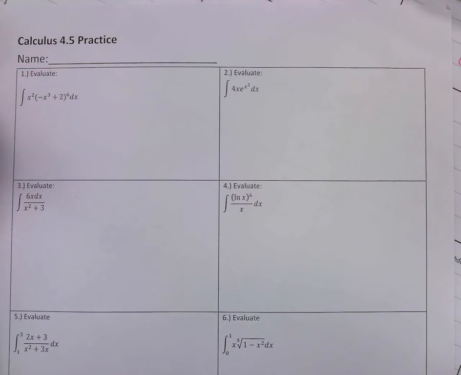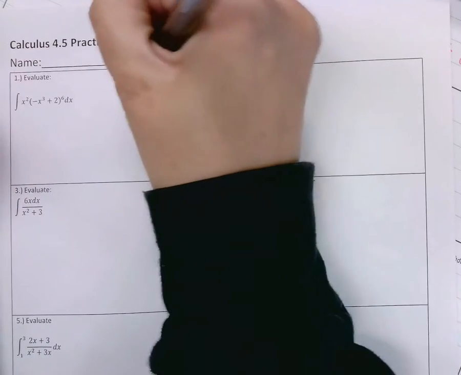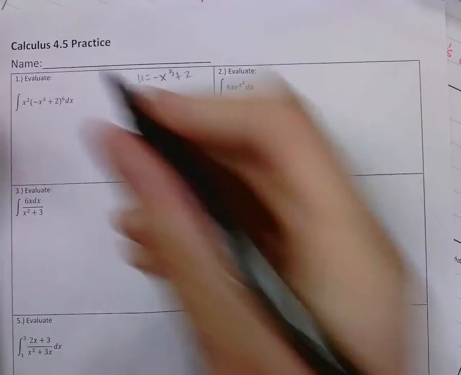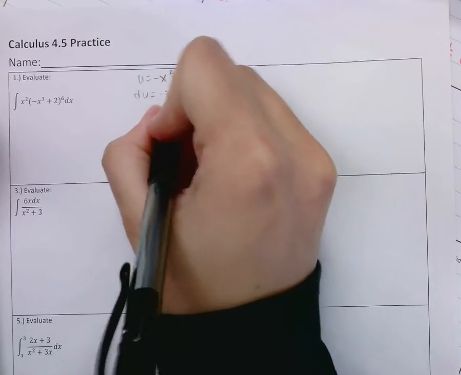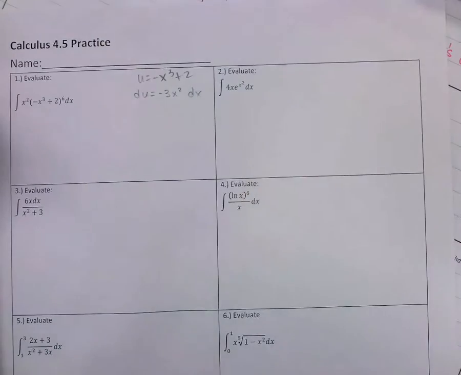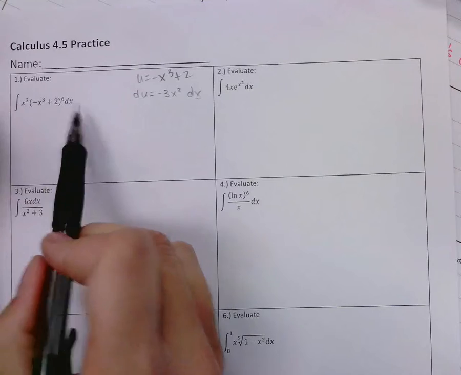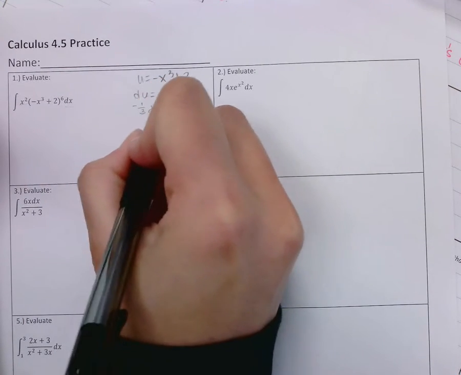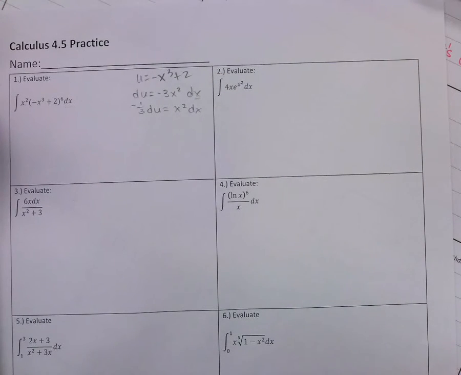You're doing defining, you have to define your variables. You're not allowed to just switch your variables and not say what they are. So we're going to let u be negative x cubed plus 2, and that means that if we take the derivative of that, we'd get negative 3x squared dx. Don't forget the dx. So we don't have that. We have x squared dx. So we're going to divide by negative 3, aka take negative 1/3 of both sides.